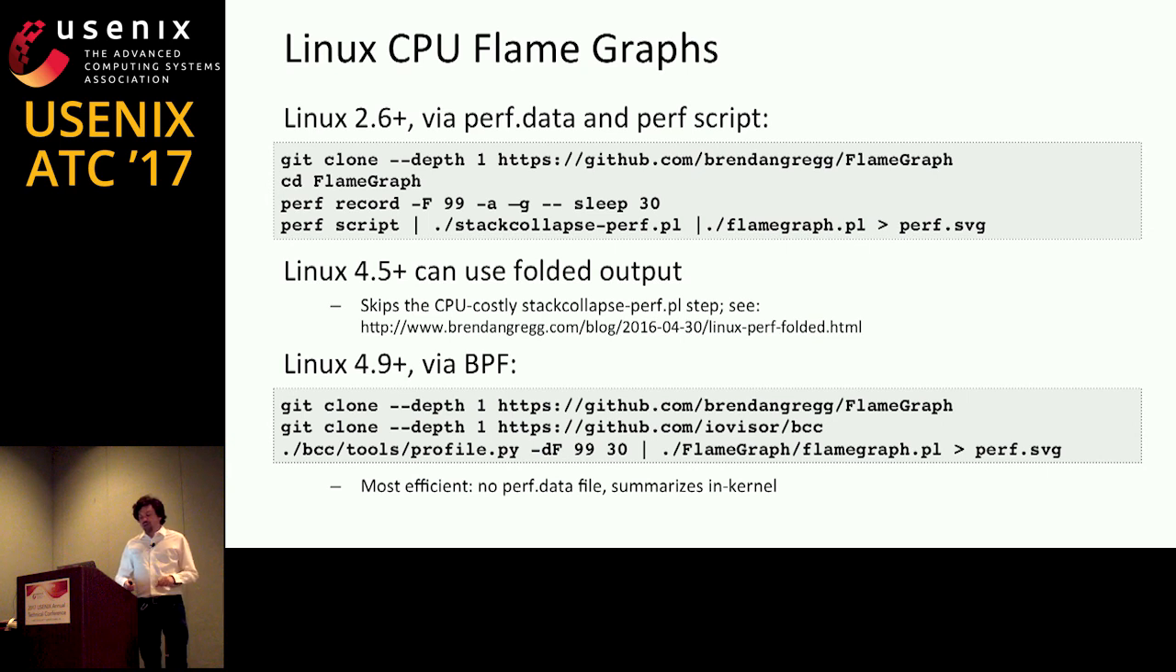Linux 4.5 added a way that perf can do some of the summarization first, so we sort of eliminate the stack collapse step. Linux 4.9 added BPF access to time sampling, which is a big feature. That means we can do the aggregation in kernel, and have the kernel emit the format that flame graph ingests directly. So we skip these user-level post-processing stages and file system writes, which is really cool.